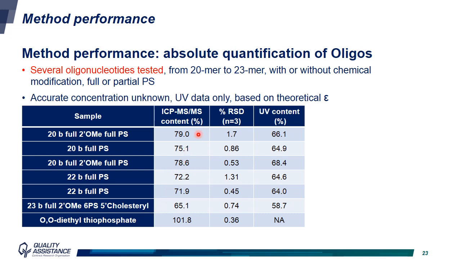Here are the results of the ICP-MS determination. So this is absolute quantification. And you see that the diethyl thiophosphate has a recovery of about 100%. In comparison, here are the data obtained on the basis of the theoretical molar extinction coefficient. And obviously, there are large differences between the two determinations. But remember, that one is based on a theory. Once again, the RSDs are low, less than 2%, because it was 3 determinations for each sample.